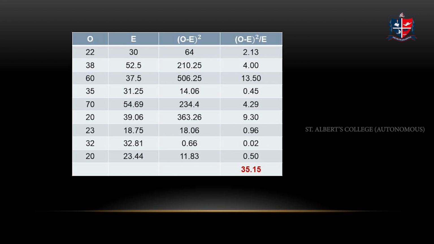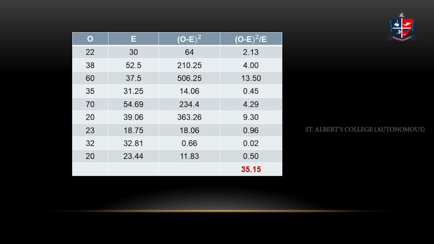And second column heading is expected frequencies, which is denoted as E. Here we also compute the expected frequencies, so put those values in this table. And third column is O minus E the whole square. That means observed frequency minus expected frequency the whole square.